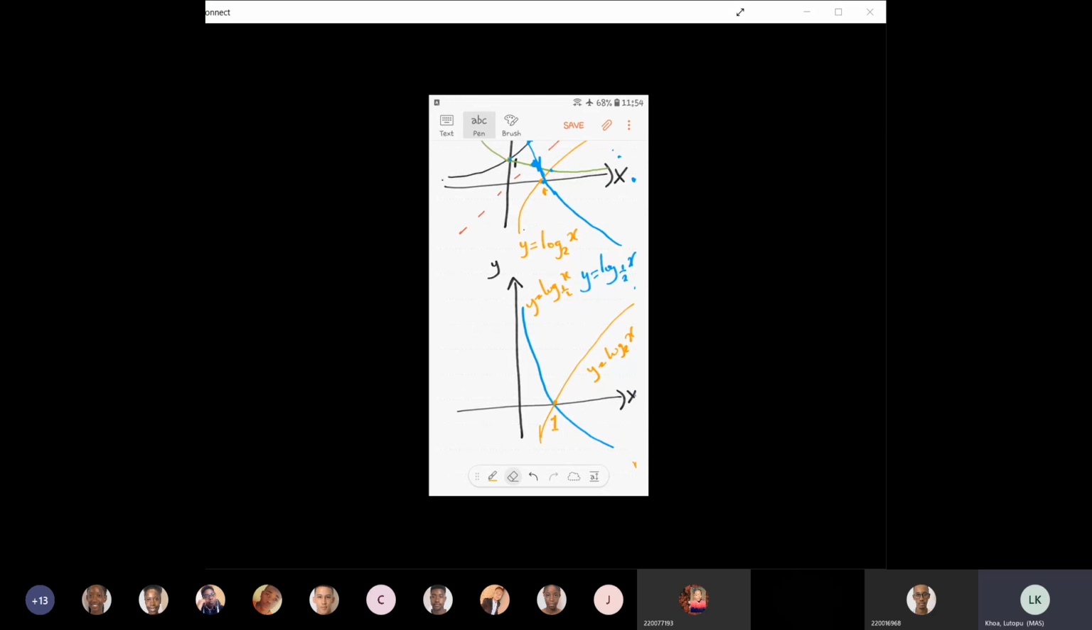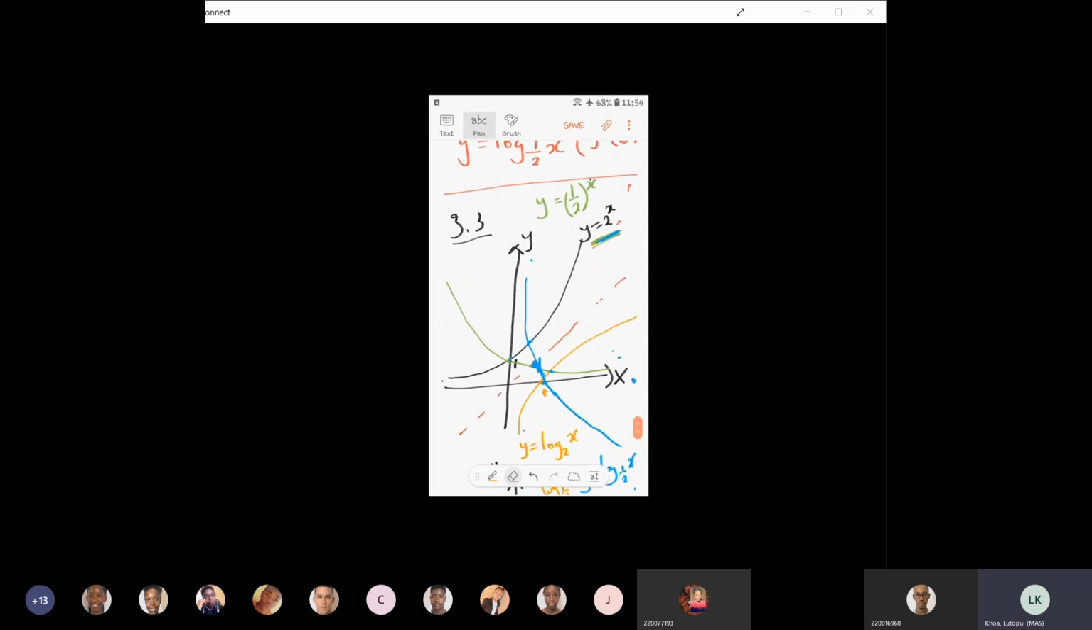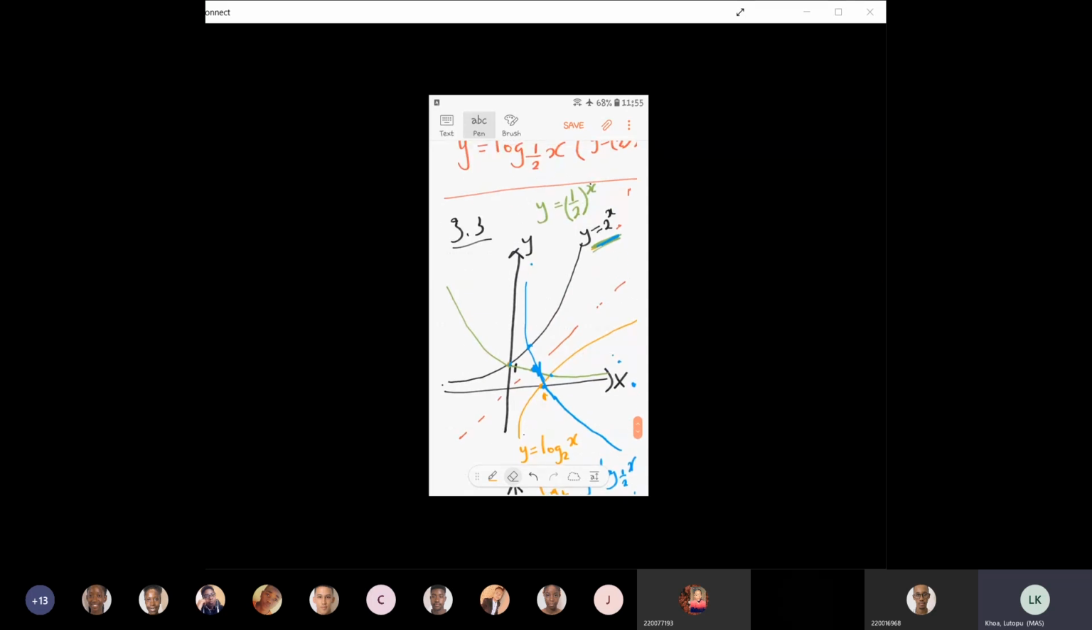So what I was basically doing was drawing this same diagram, except I don't draw the green and the black one. So the green one you drew in the first is half to the power of x. Yes, that's correct. Now, if you reflect that one, where is it? It is the blue one.